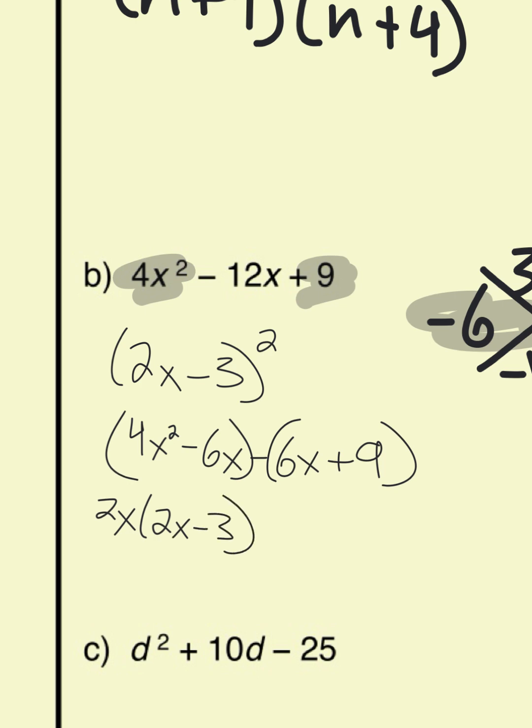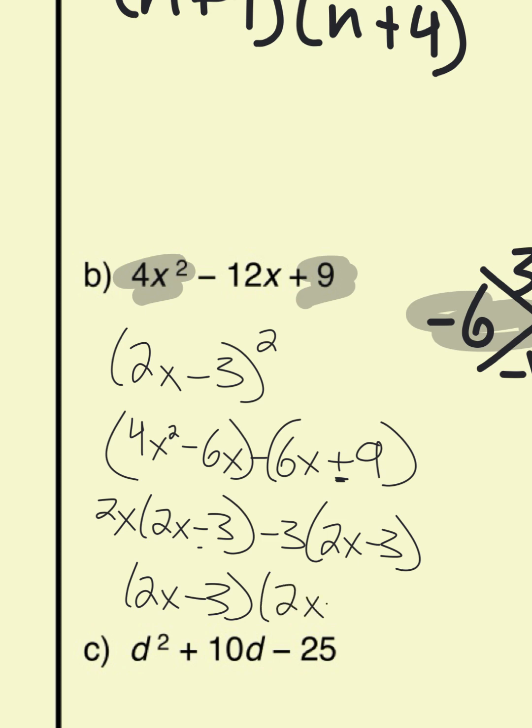6 and 9 have a 3 in common. I see this plus in the middle and this minus over here, so I'm going to factor out a -3. So that -6 divided by -3 is +2. +9 divided by -3 is -3. Now my binomials match. And 2x minus 3 is what's left. So you can factor by grouping, or you can see the pattern.